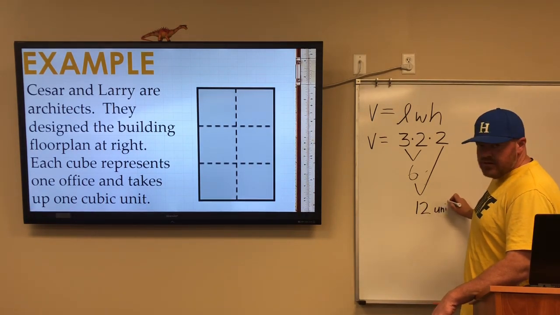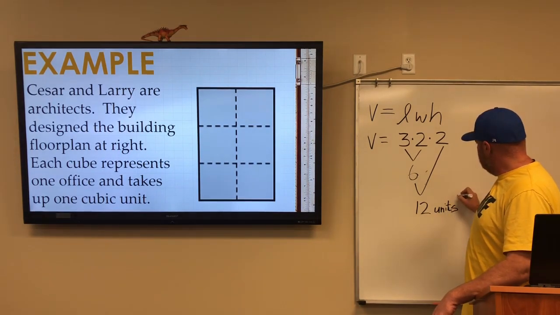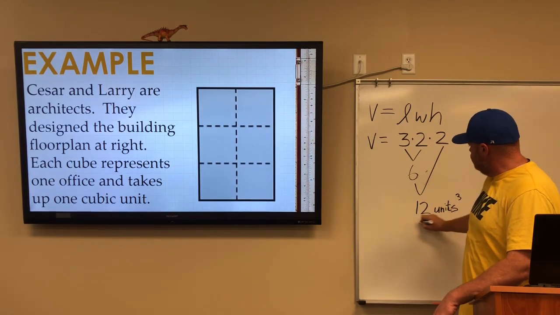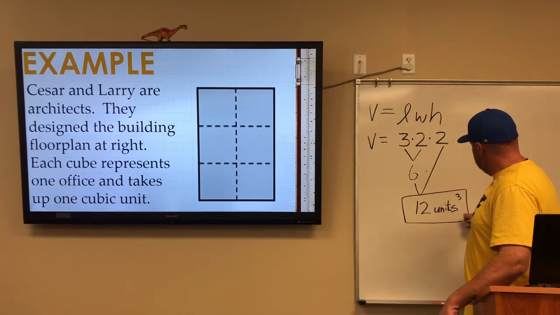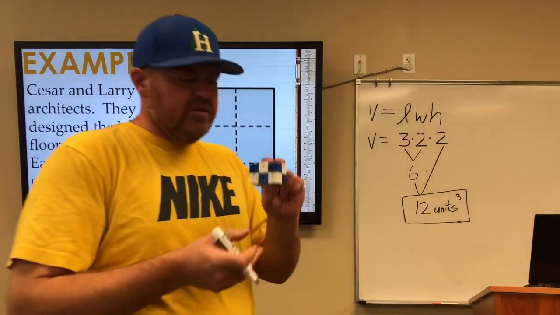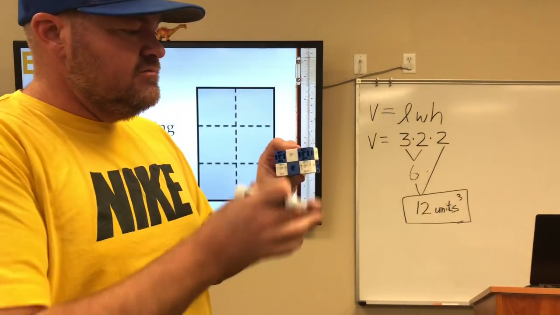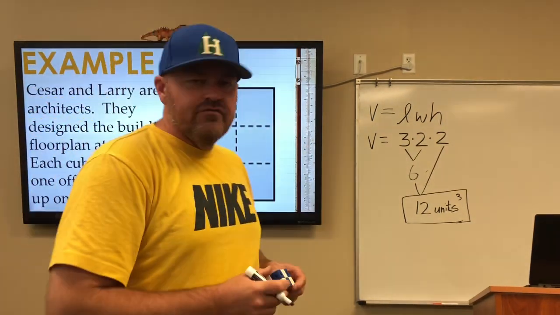And then I have to make sure I put my unit on there. In this case, we're just talking about units, and it's going to be units cubed. Okay, so the volume of Caesar and Larry's building, once they expanded it to 2 stories, is 12 units cubed.